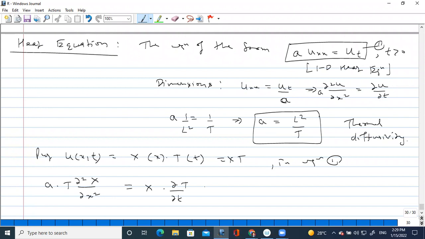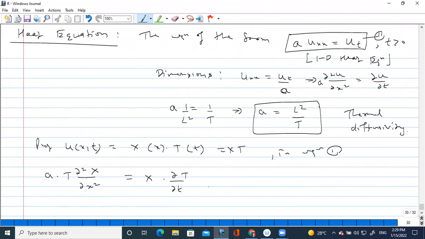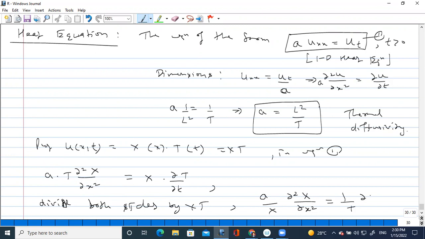Now to get the variable separable, what will I do? I will divide the whole equation, both sides, by XT. So it will become a by X, del 2 X by del x square, equal to 1 by T del T by del t. Okay. So now it is purely x.